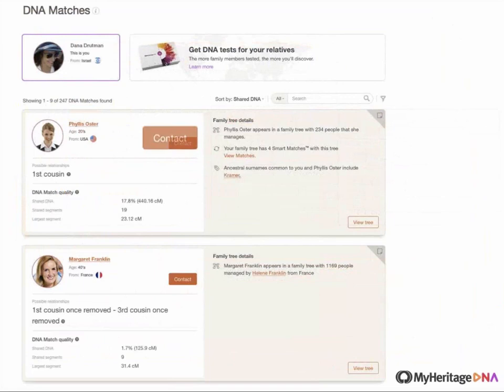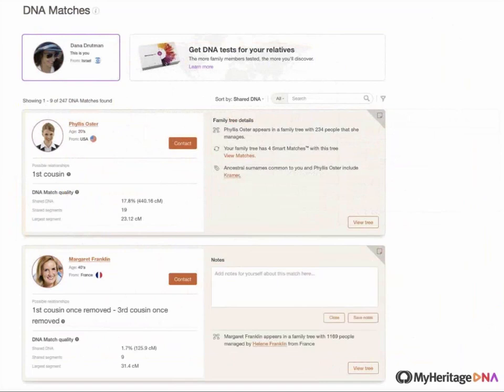For every one of those people, I can just press the contact button, which lets me easily start writing a message to Phyllis. I can also use the lower right corner where it says view tree, and I can go and see Phyllis's tree and maybe better understand what their relationship is. Of course, I'll be able to see her tree only according to the privacy settings, so nothing private will be revealed.